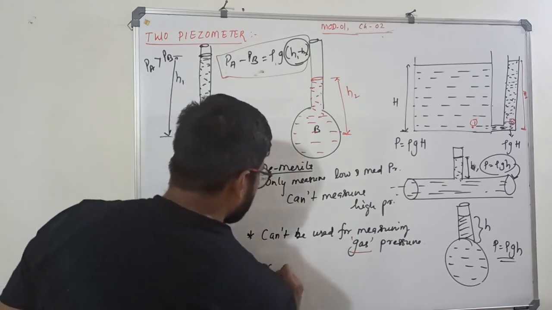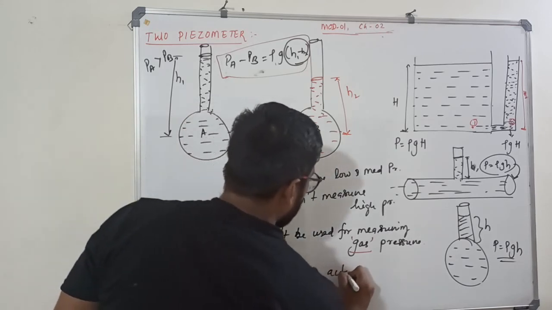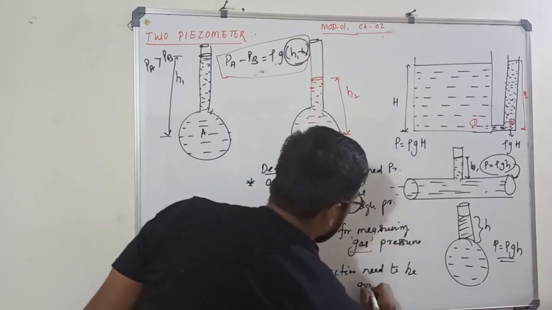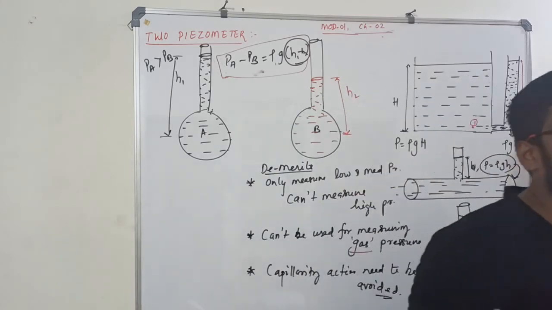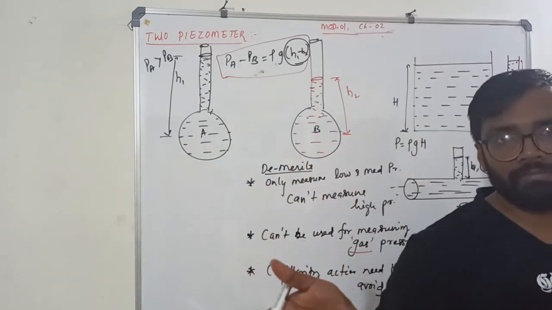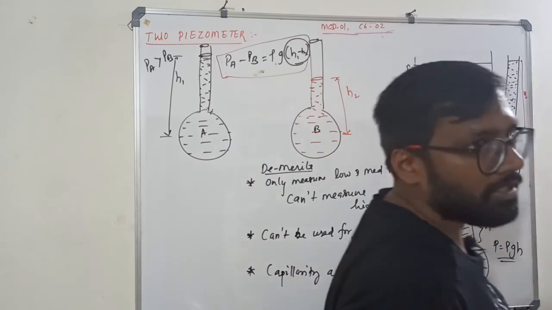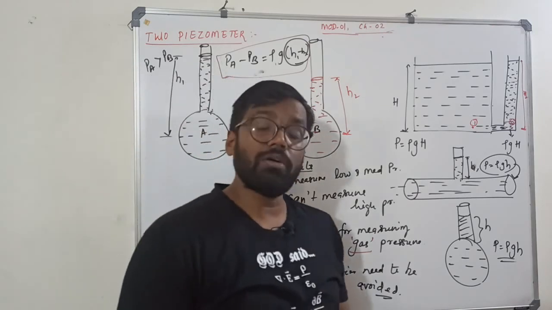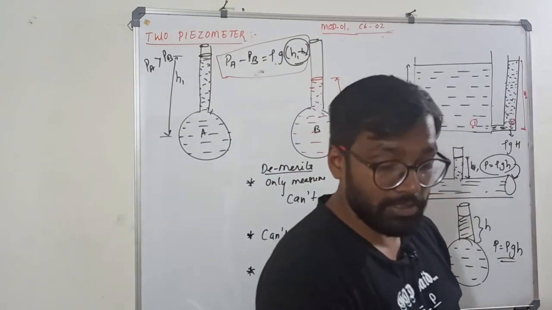Then what is the third problem? There can be capillary action, which needs to be avoided. You have to avoid capillary action in the tube. Otherwise, you will be having a faulty reading. You will have a higher reading, which means there is some error in your original calculations. So with this, your manometer concepts and theories are over.